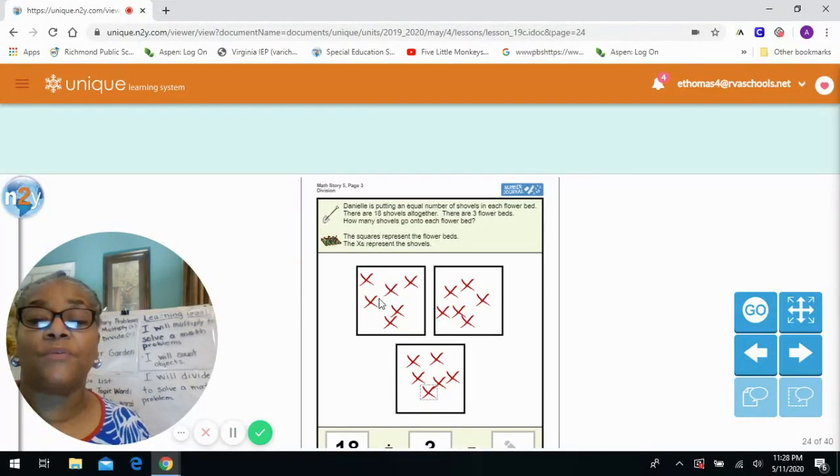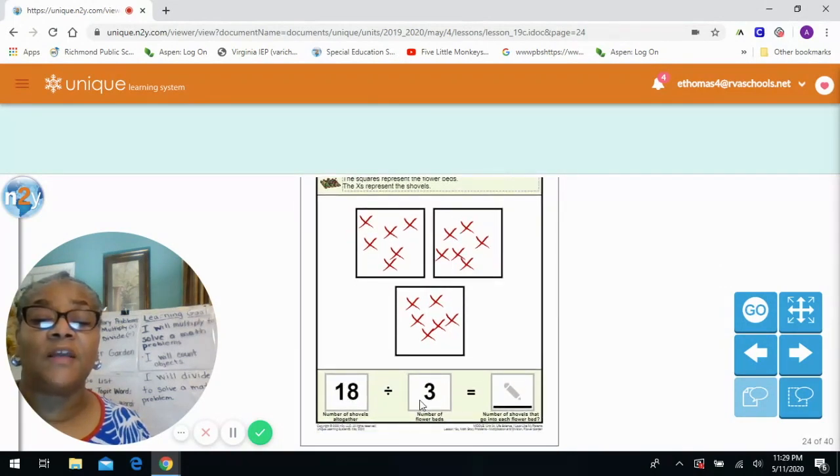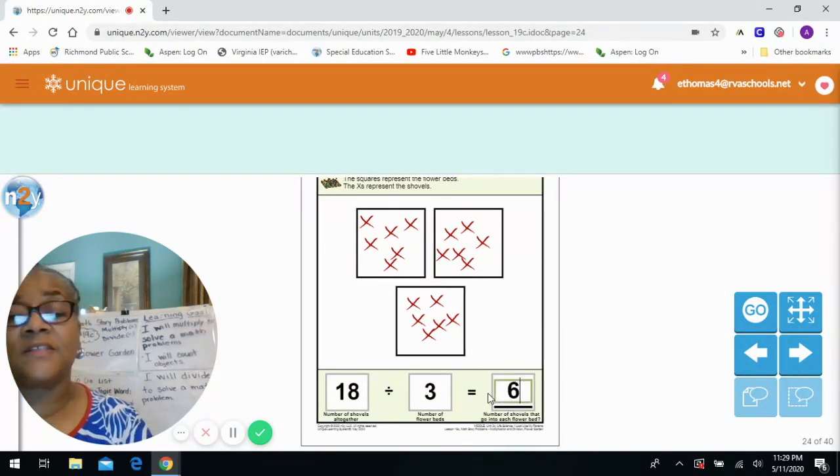1, 2, 3, 4, 5, 6. 1, 2, 3, 4, 5, 6. 1, 2, 3, 4, 5, and 6. So 18 divided by 3 is what? It is 6. Very good.